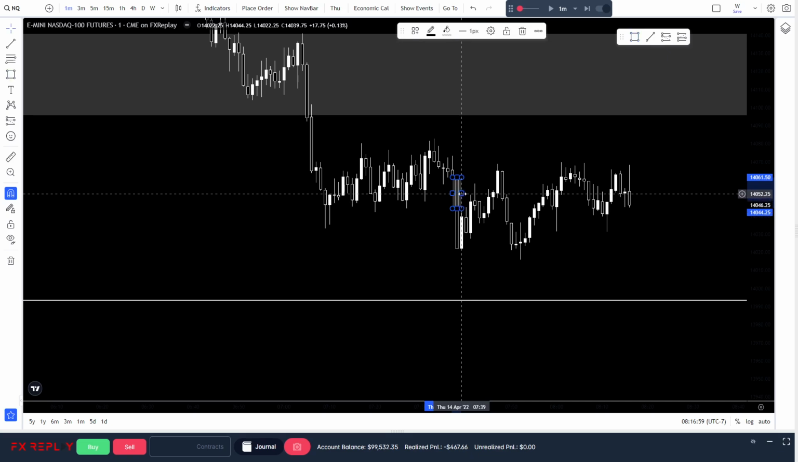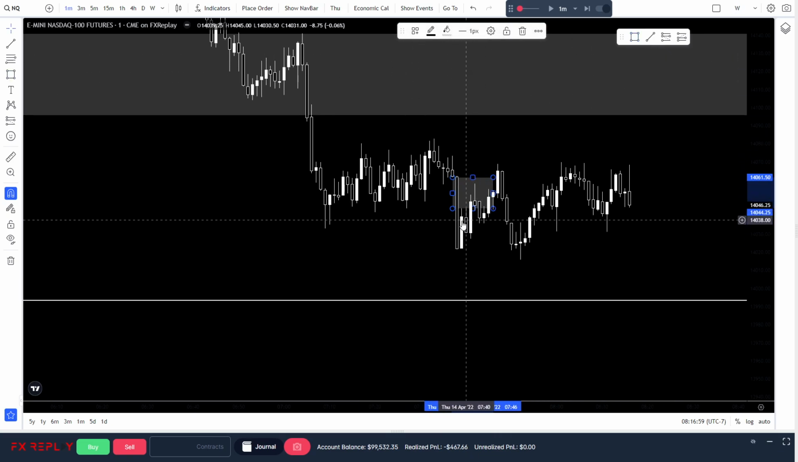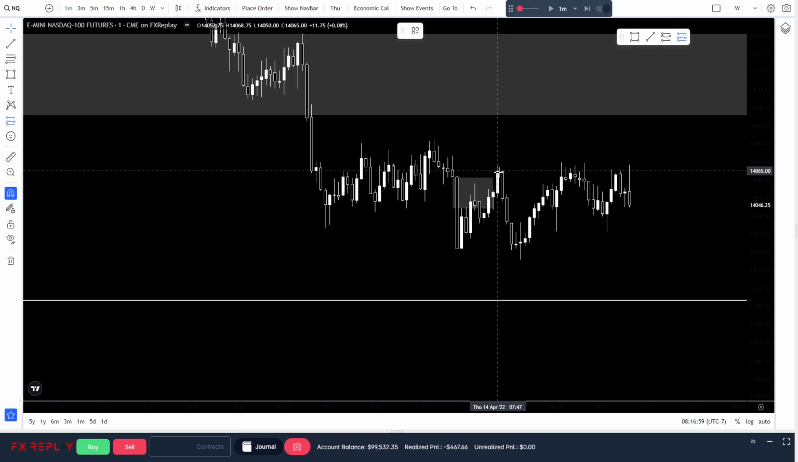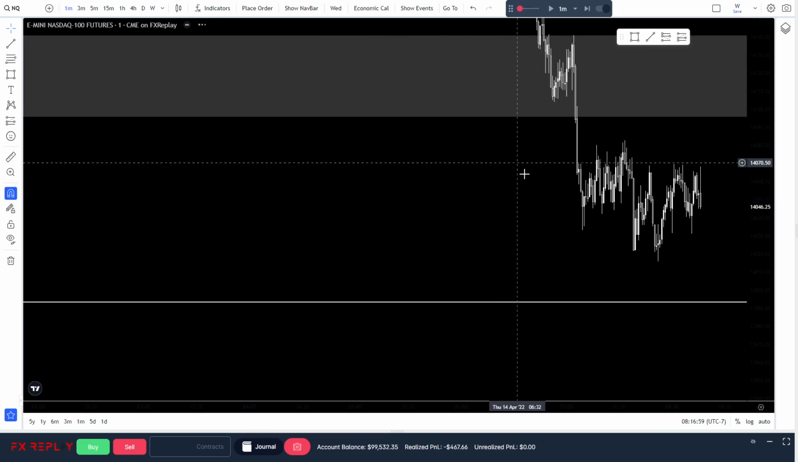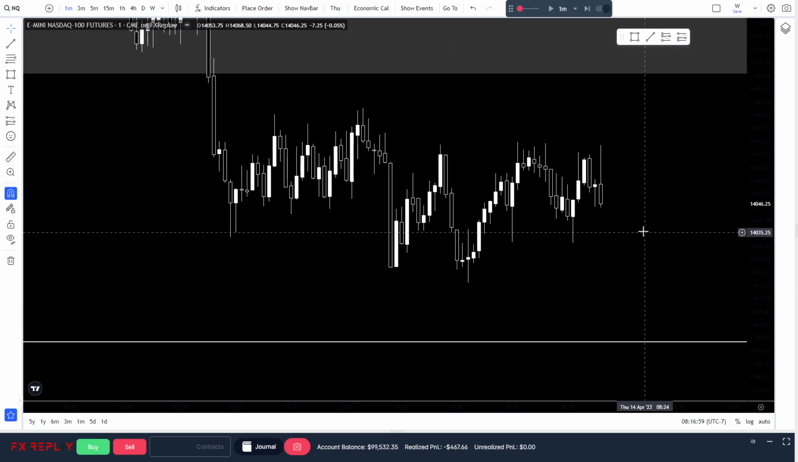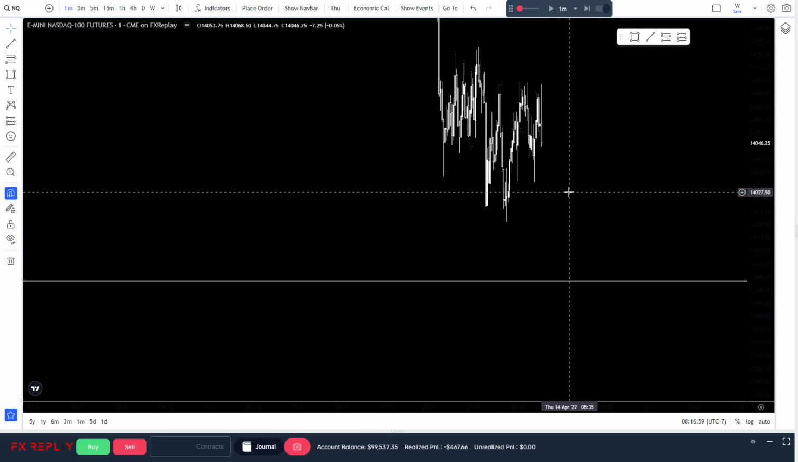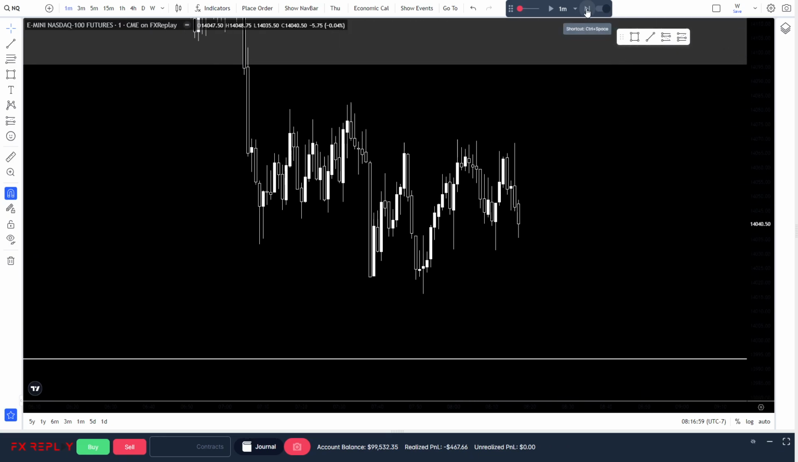I mean, yeah, it looks pretty cool. It looks like a manipulation, distribution. It does look like a long setup, but why is it bad? It's bad because we inverse to the downside, and we have daily targets right here. Well, the daily target's down here, but this is just horrible price action.